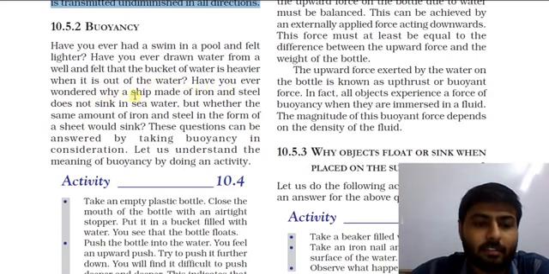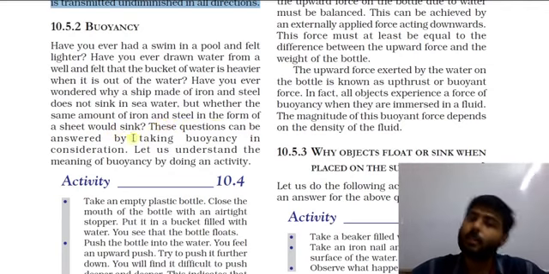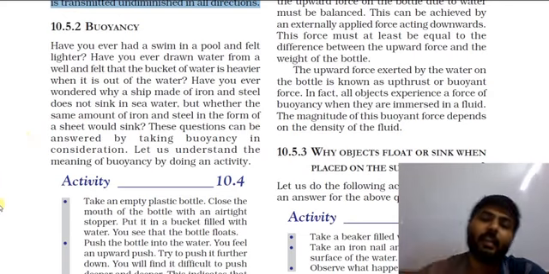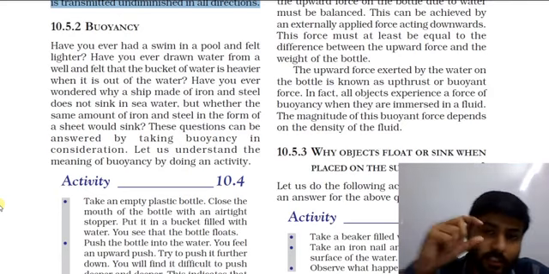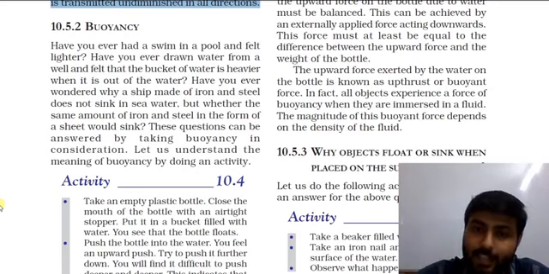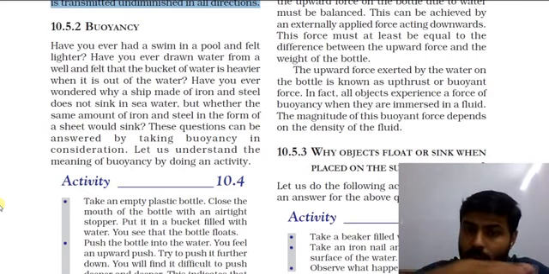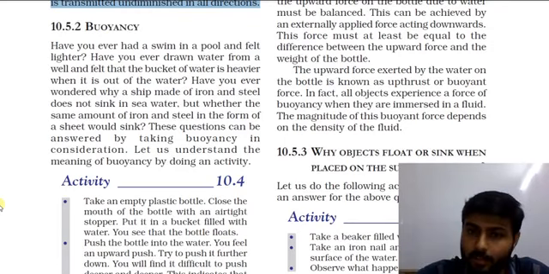Have you ever wondered why a ship made of iron and steel does not sink in sea water, but the same amount of iron and steel in the form of a sheet would sink? We saw in the last lecture that ships are in a particular shape and the sheets are in another shape, because of this shape, ships float on the surface of water while the sheets sink in the water.